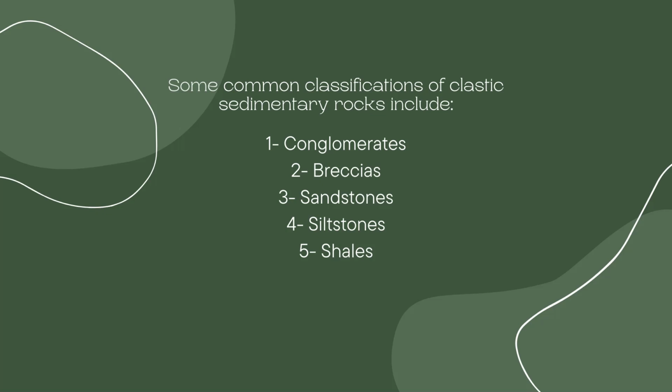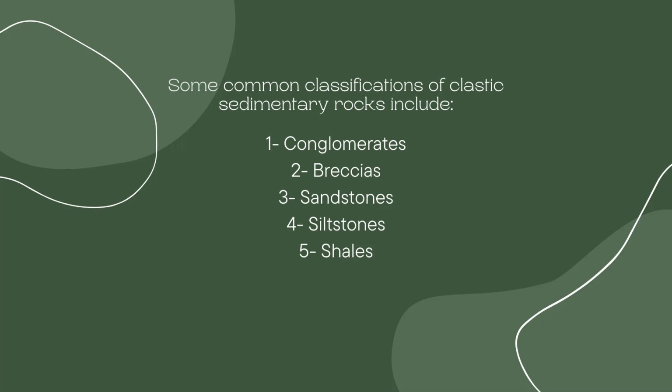Some common classifications of clastic sedimentary rocks include conglomerates. These rocks are composed of large, rounded clasts, often greater than 2 mm in diameter, and are typically cemented together with a matrix of finer-grained material. Breccias. These rocks are composed of angular clasts, often greater than 2 mm in diameter, and are typically cemented together with a matrix of finer-grained material.